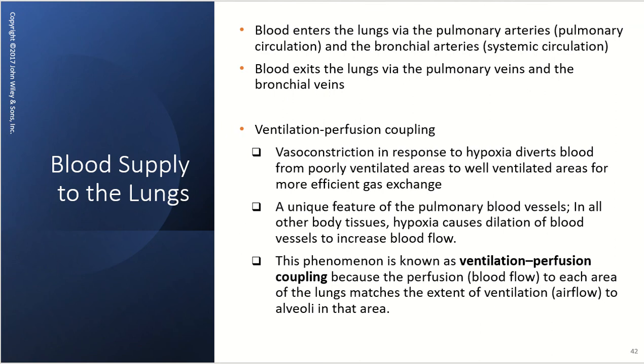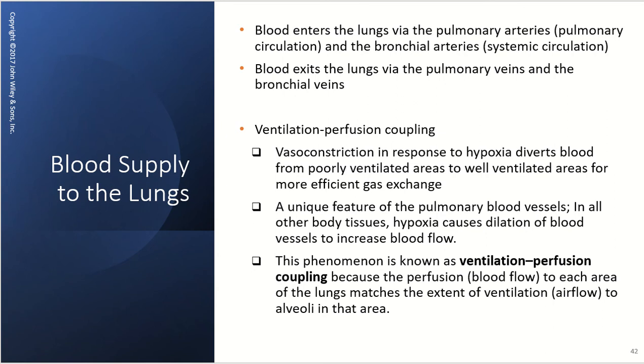Blood is going to enter the lungs via the pulmonary arteries, i.e. the pulmonary circulation, and the bronchial arteries, which are also part of the systemic circulation. Blood is then going to exit via the pulmonary veins and the bronchial veins. With this, we need to discuss ventilation and perfusion coupling.